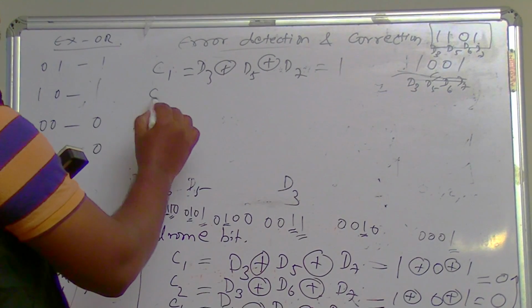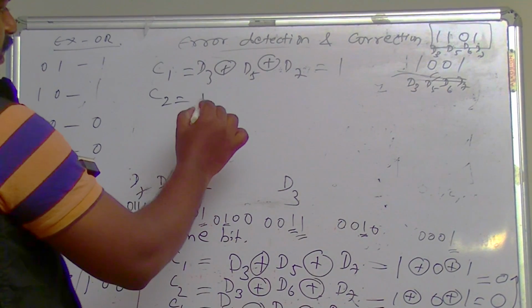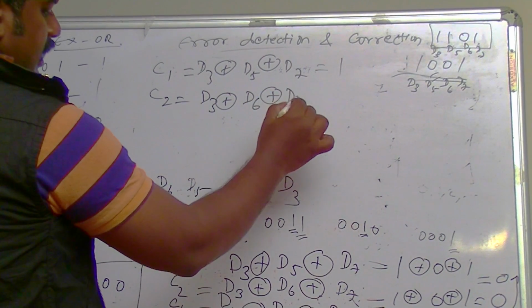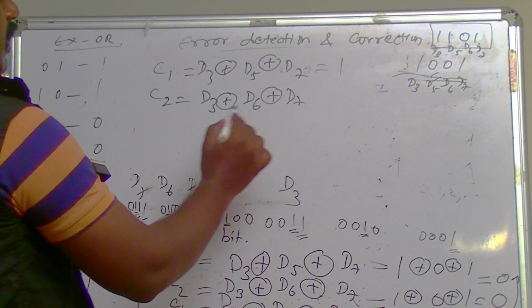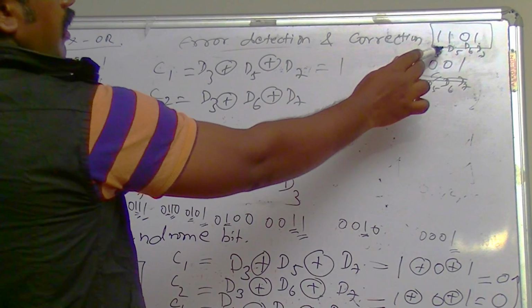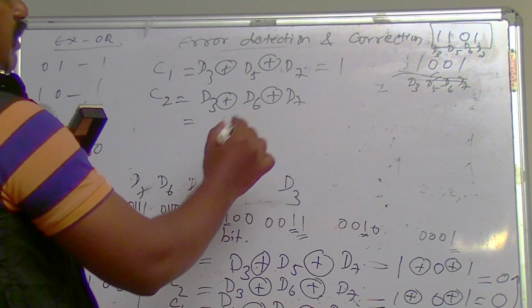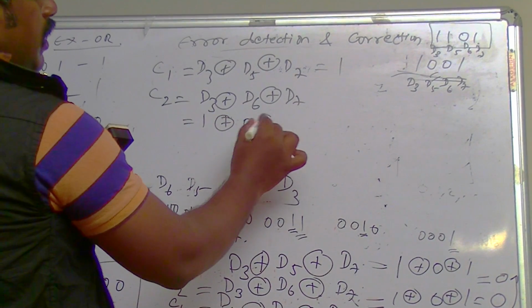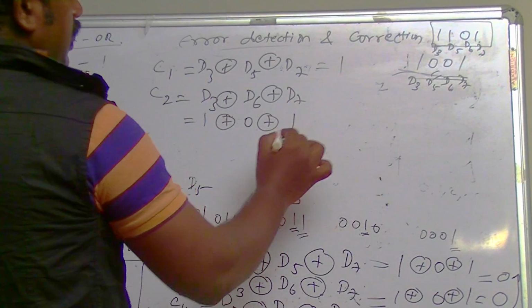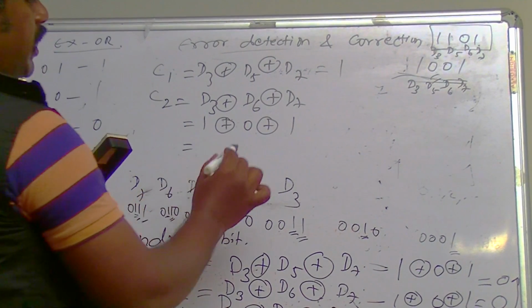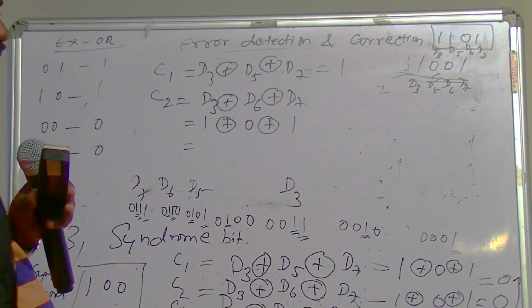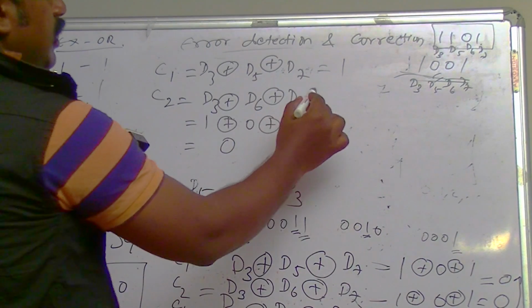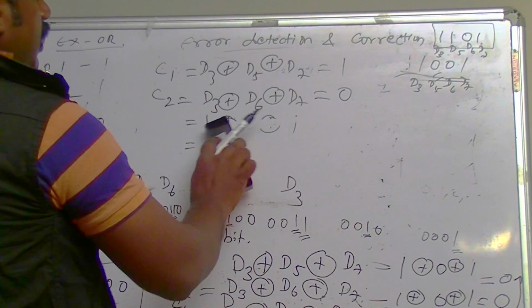Now when we go for C2, D3, D6 and D7, that is what we have received. So substitute here at the receiver end. What is the value for D3? 1. D6 is 0. D7 is 1. So 1 exclusive OR 0 is 1, and then 1 exclusive OR 1 is 0. So we are getting the result 0.